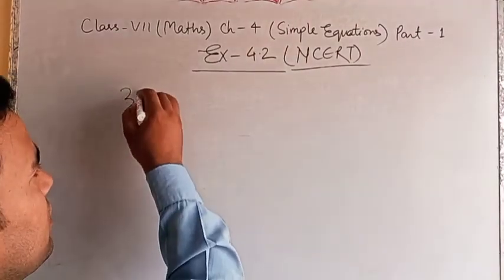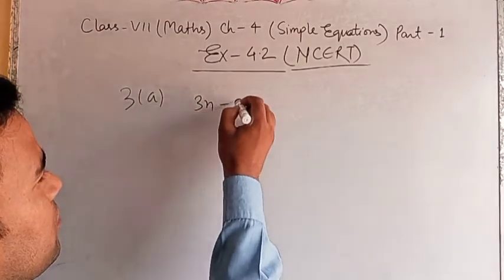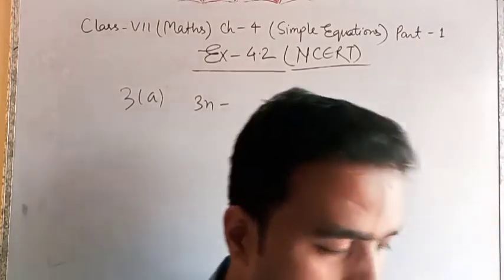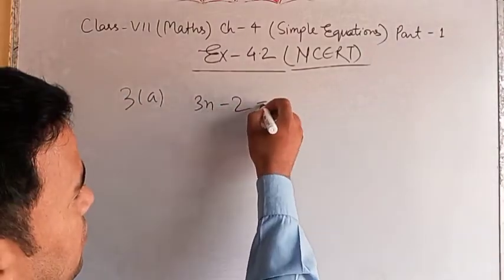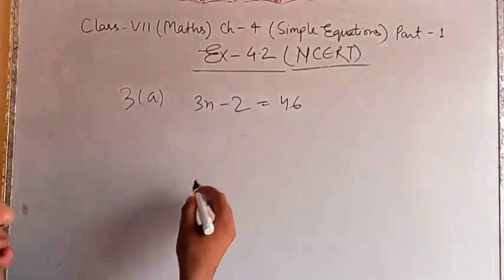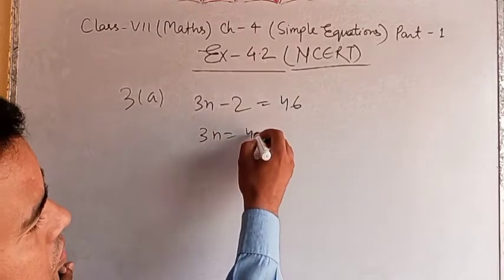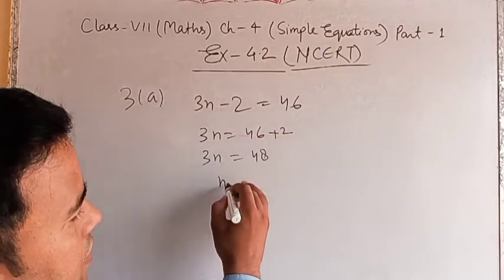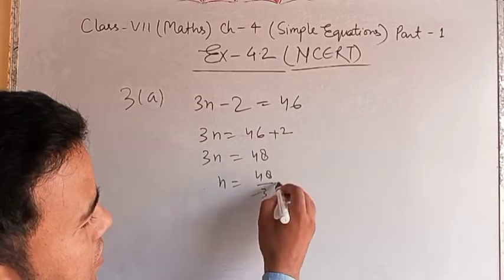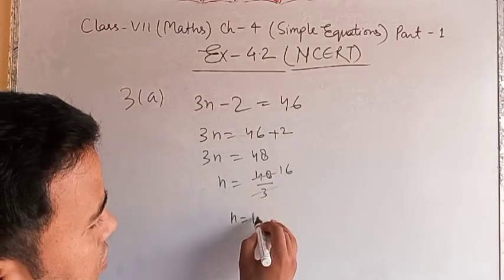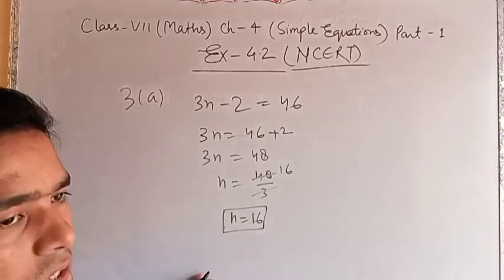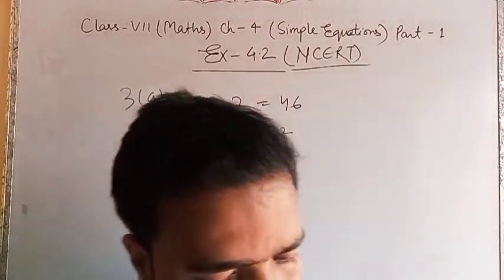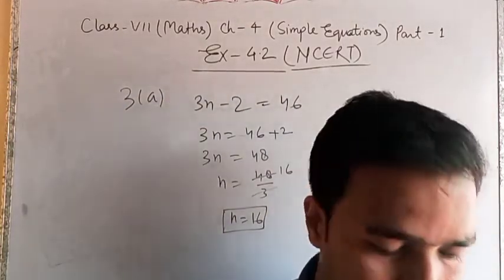Question number 3 is 3n minus 2 equal to 46. Clear? Solve it. 3n equal to 46 plus 2. 3n equal to 48. Then n equal to 48 by 3, 16. N equal to 16. Clear? Note down this.